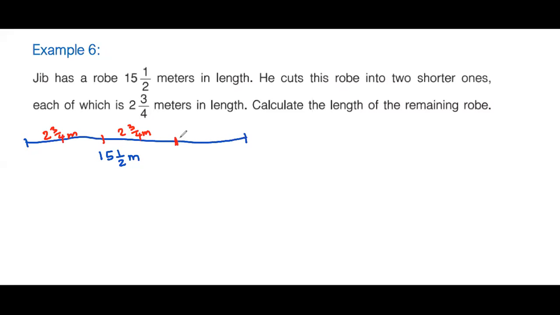So this one that remained, how many meters? Do you understand that, student? Yes or no? Hello? Yes. So how do you think we should do this? Altogether, we have 15.5 from this point to this point. Then we cut this part, 2 and 3 out of 4. And later we cut another one, 2 and 3 out of 4. Then what did we remain with? How long is it? How can we do that?